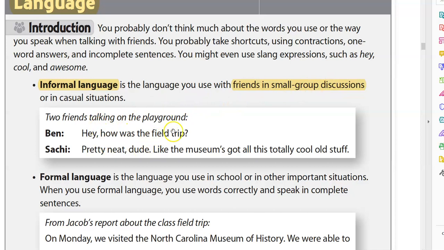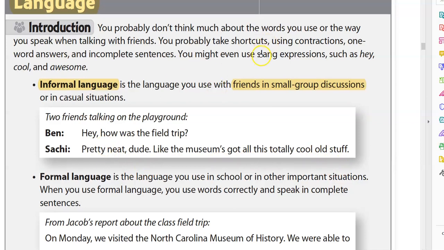Here is an example of informal language. This is a conversation between two friends, and they're talking on the playground. Ben says, hey, how was the field trip? Sachi says, pretty neat, dude. Like the museum's got all this totally cool stuff. Cool old stuff. So when I look here, let's find the informal language.